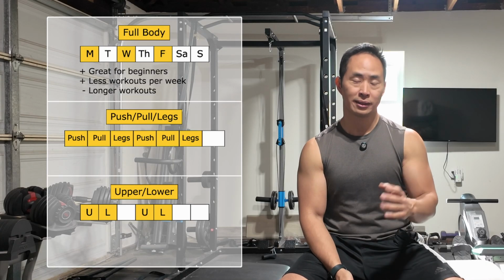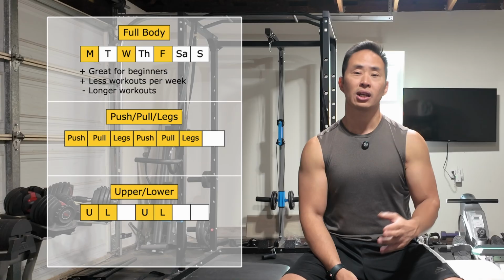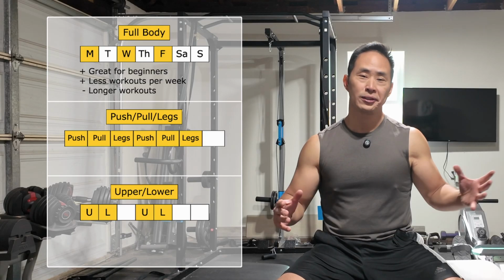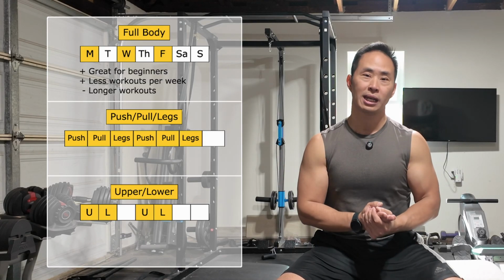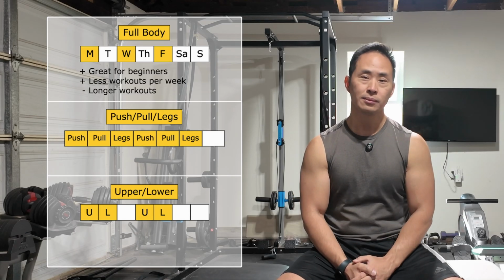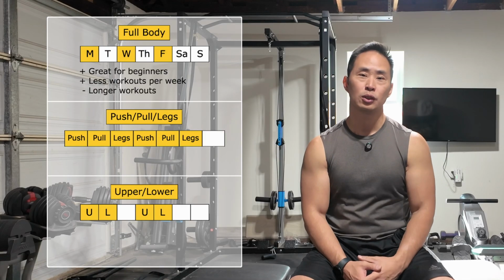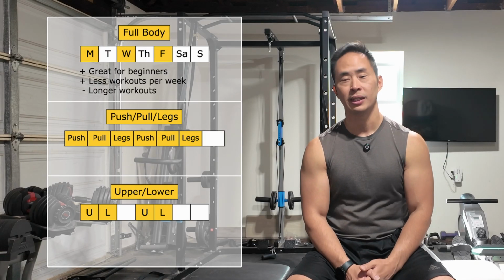Now, the pros and the cons, like I said, the pros are you can work out fewer times a week if you do a full body workout routine. The con is that since you're getting your overall body in that one workout, it's going to be a longer workout each time you're in the gym. Right? And usually people start with that, and people often progress to a push-pull type of split.